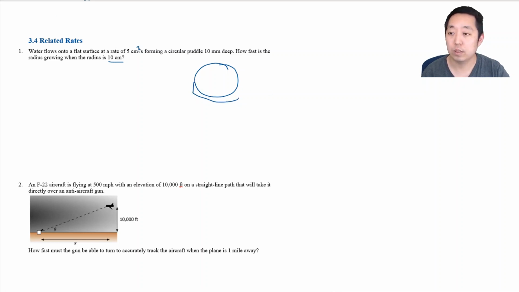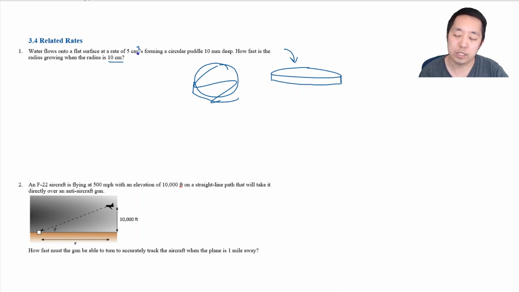Okay, so let me kind of draw it three-dimensionally a little bit. I have a circular puddle and it's 10 millimeters deep. I'm going to make it look like a cylinder here. Okay, and it's a flat surface. Water is flowing in, so water. And the way you want to think about it is this is volume, right? This is a flow of volume because it's cubic centimeters of water per second. So normally I would say this is volume, but this is the rate of change of volume. It's dV/dt is equal to 5.